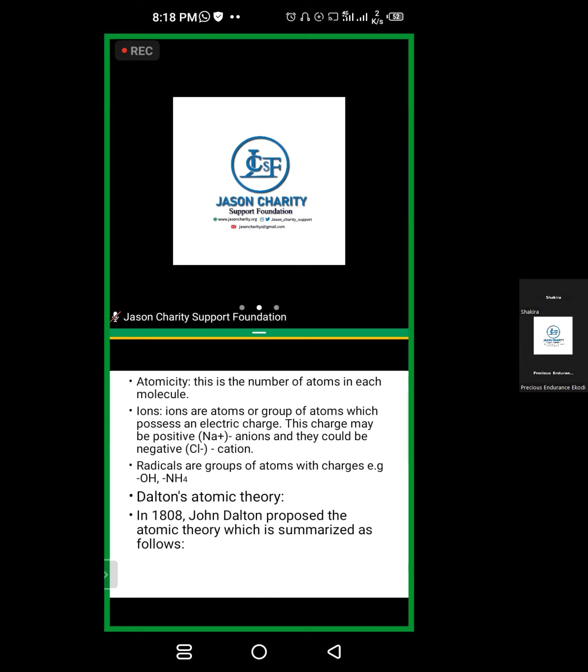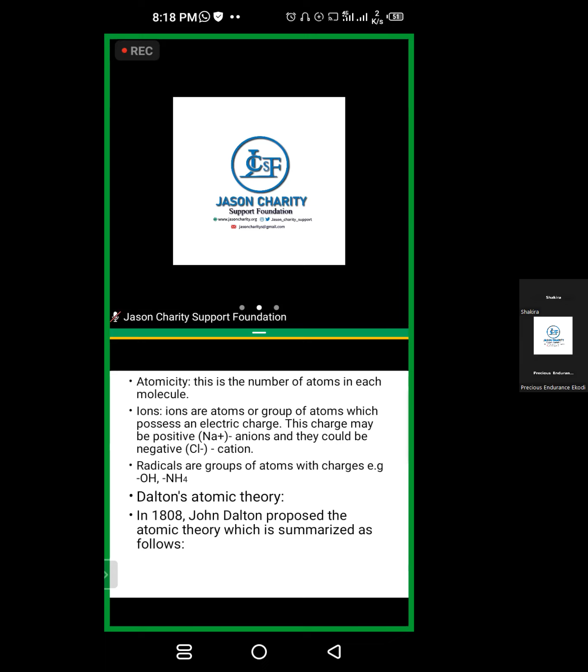Recall the difference. Ions are atoms or groups of atoms that have electric charges. But most of the time we refer to just single atoms as ions. Then when we want to talk about a group of atoms, as in the case of hydroxide and ammonium, we refer to them as radicals, although they are all ions. Now, let's talk about Dalton's atomic theory.